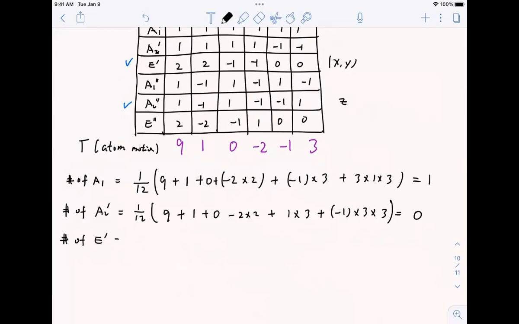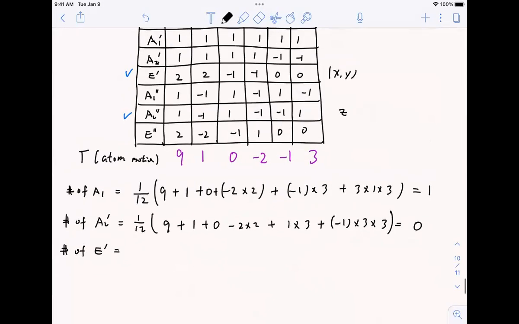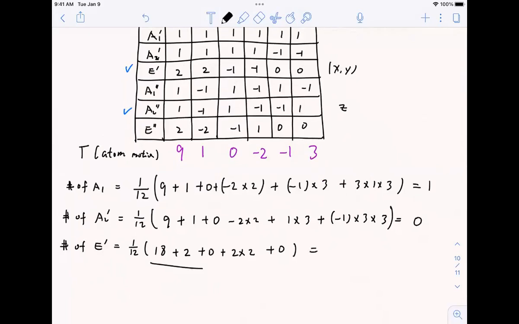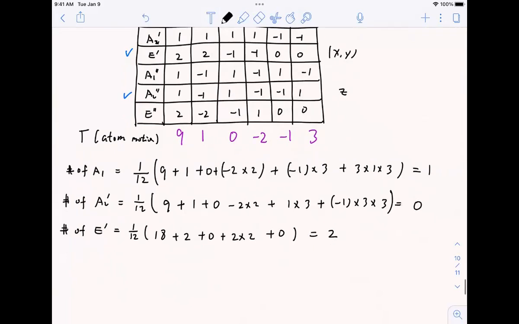Okay, E prime. So this will be 19, 2, 0. Then it will be 2 times 2. 2 times 2 will be 4. Then it will be 0. All these are 0. So this will be totally 24. So this will be 2. Okay, so let's continue.